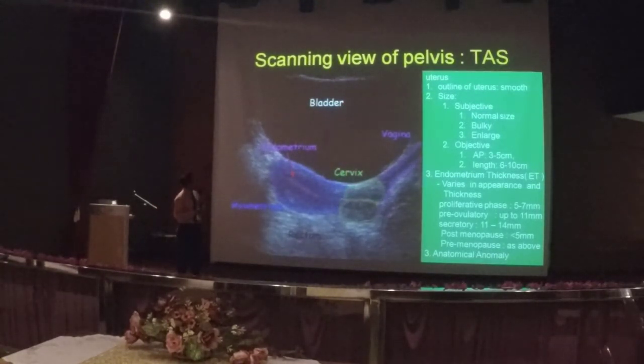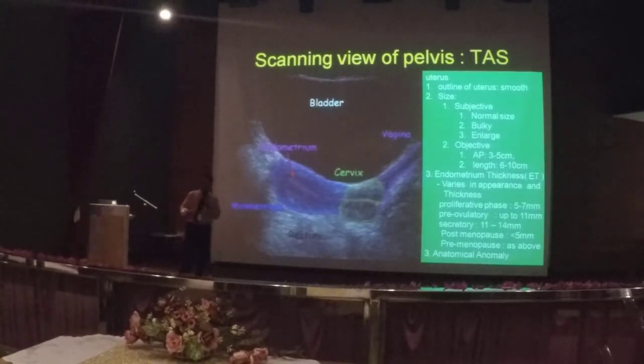Bear in mind, first we look at the outline of the uterus. It should be smooth. Sometimes there's a small myoma, which will have some irregularity here, which may point towards some small subserosal leiomyoma. Then look at the size of the uterus. It can be described subjectively as normal size, bulky, or enlarged. Usually bulky refers to an expected size between 8 to 10 weeks of gestation. Enlarged is more than that.